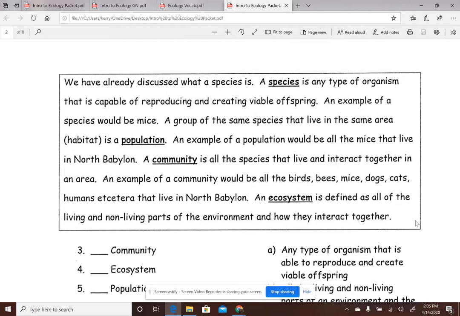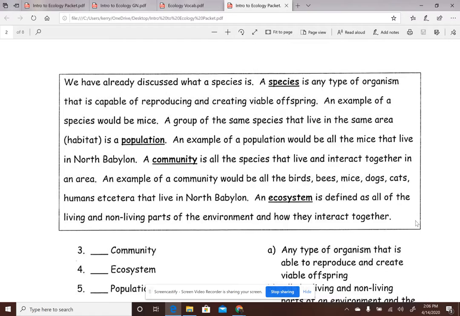A group of the same species that live in the same area or habitat is a population. An example of a population would be all the mice that live in North Babylon. A community is all the species that live and interact together in an area. So going from a population to a community, we're still dealing with all of the living things. An example of a community would be all the birds, bees, mice, dogs, cats, humans, etc. that live in North Babylon.